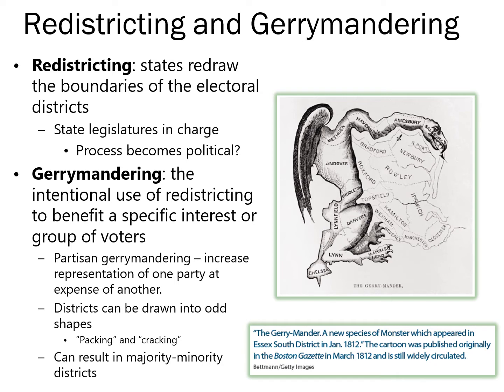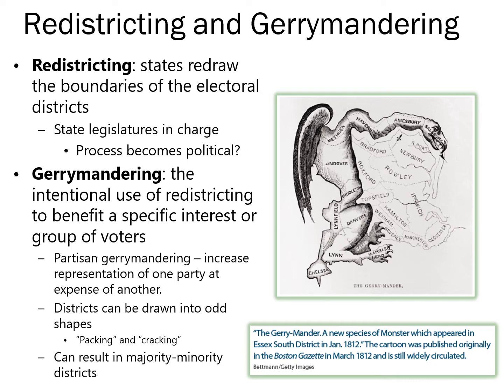Now, this is where something pretty interesting can happen. It's one of my favorite vocabulary terms. This is when gerrymandering can occur. Gerrymandering is the intentional use of redistricting to benefit a specific interest or a group of voters. Partisan gerrymandering, as you can imagine, partisan, party, takes place to increase the representation of one party at the expense of the other.